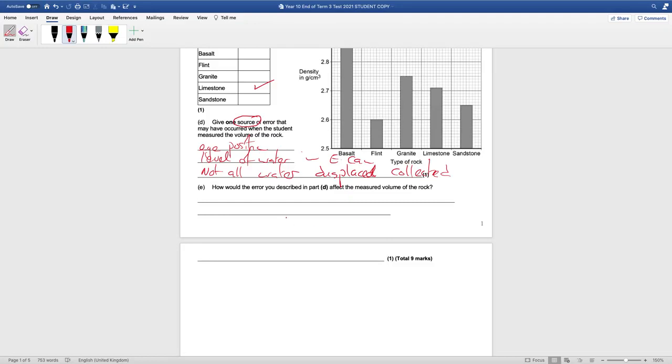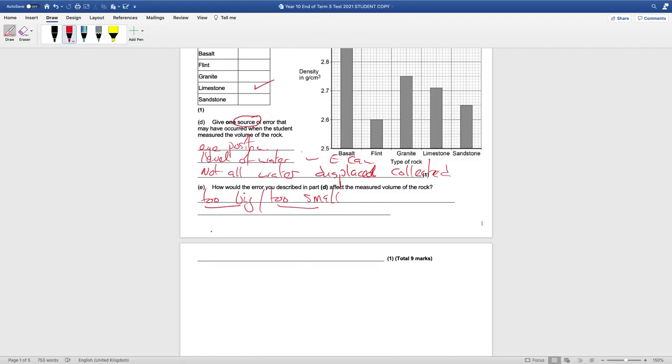How would the error you described in D affect the measured volume of the rock? Well, it would be too big or too small, depending, of course. The eye position could do either. The level of the water in the Eureka can, if that level was too low, then the volume that you would get would be too small. If you didn't collect all the water that was displaced, it would be too small. If the measuring cylinder was wet before you started, it would be too big.